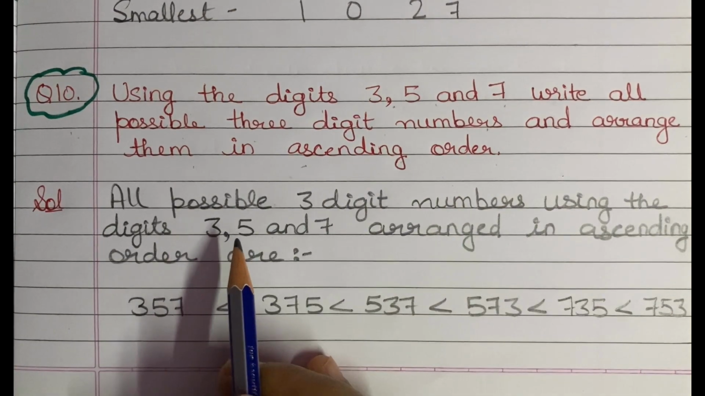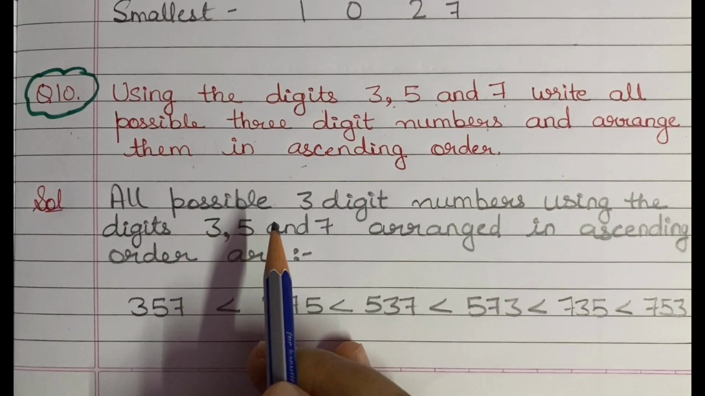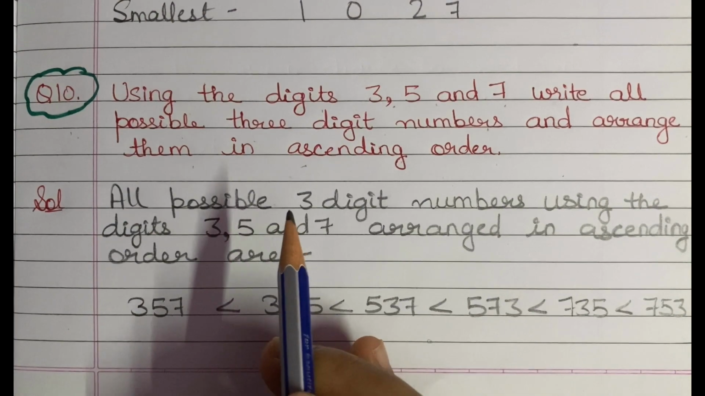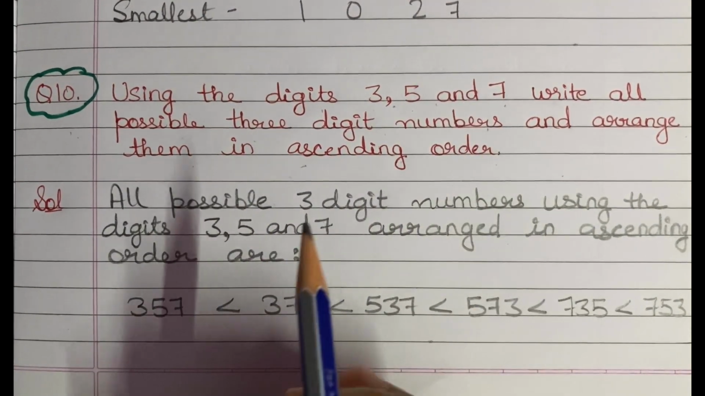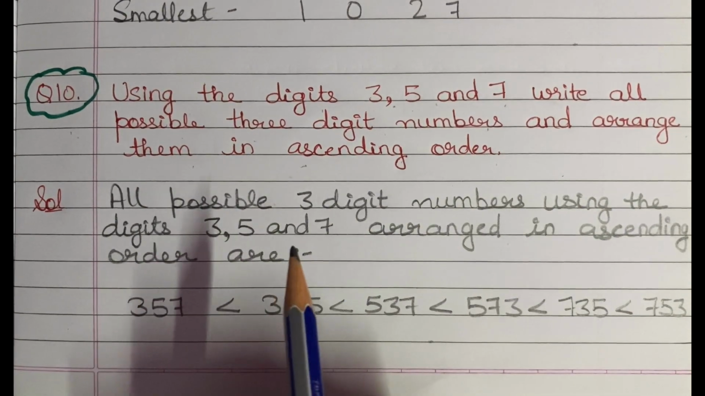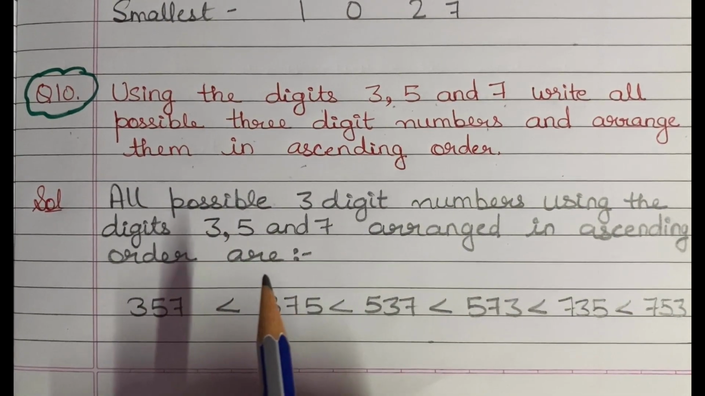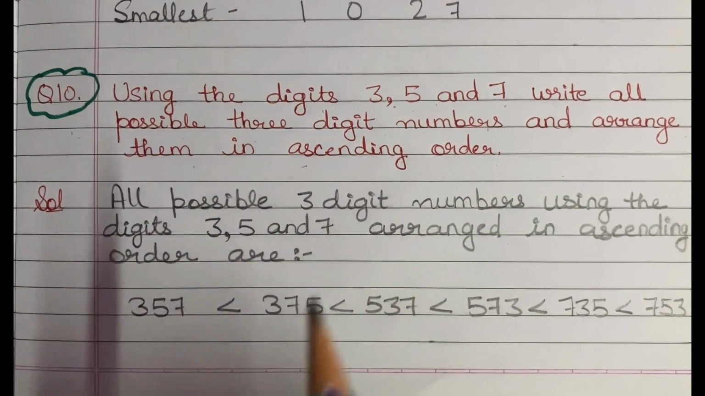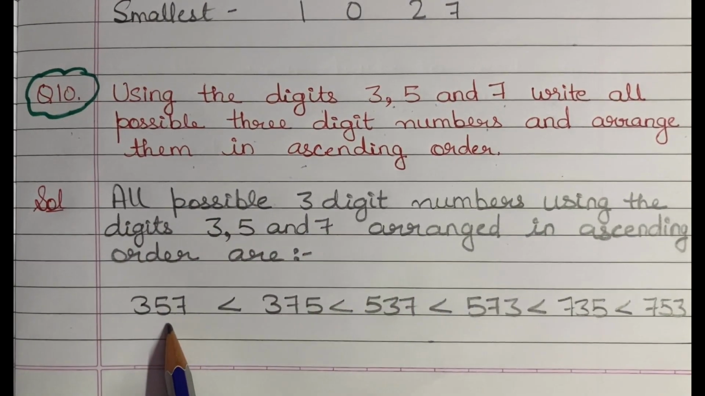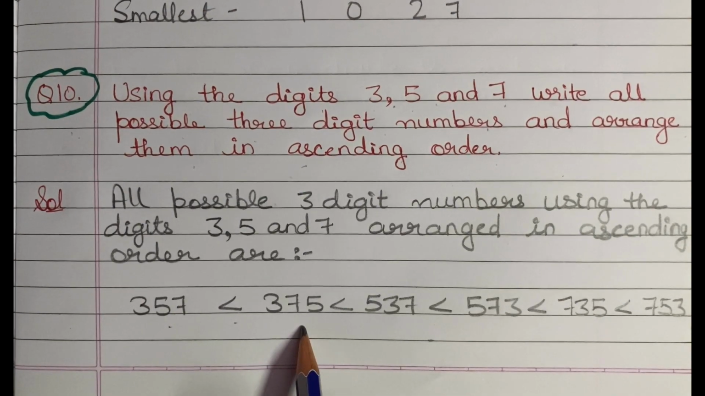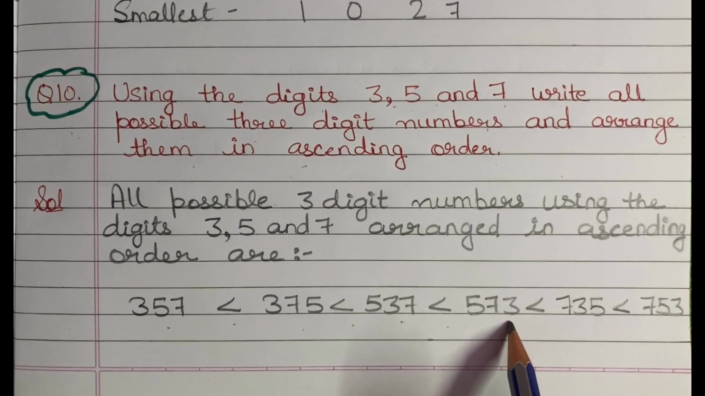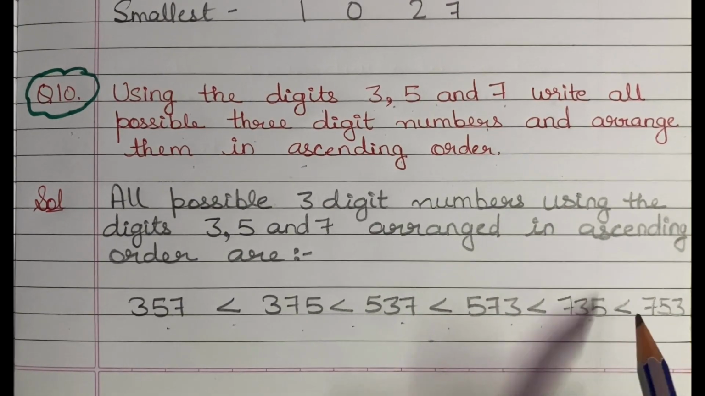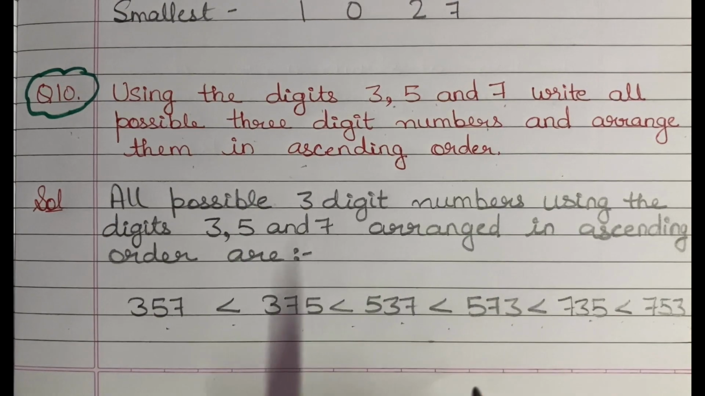So students, first of all, we will write down all the 3-digit numbers which can be formed using 3, 5 and 7, and after that we will arrange those numbers in ascending order. Ascending means from smaller to bigger, and on doing so you will get 357 is less than 375 is less than 537 is less than 573 is less than 735 is less than 753 as your answer. Hopefully it is clear to you.